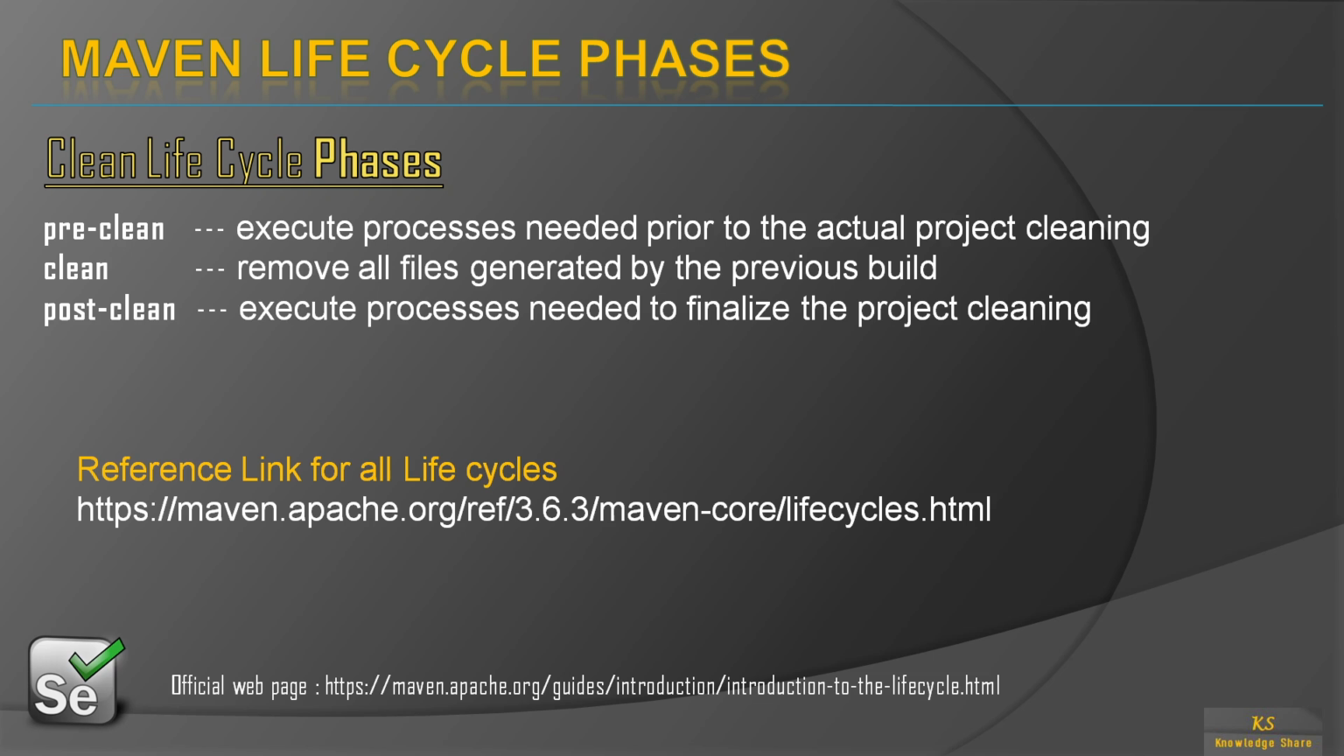Now coming to our second life cycle, the clean life cycle. The phases for the clean life cycle are pre-clean, clean, and post-clean. What is meant by pre-clean? If you want to execute processes needed prior to your project cleaning, then you will use pre-clean. Clean means it will remove all the files generated by a previous build. Post-clean means it will execute processes needed to finalize the project cleaning. So that's the clean life cycle: simple, three phases. If you want to look at those phases, you can refer to this link.